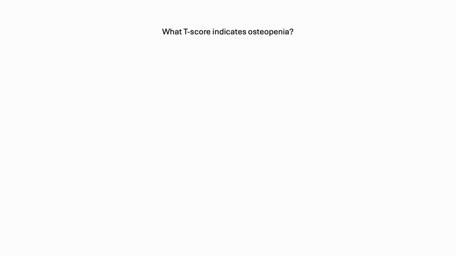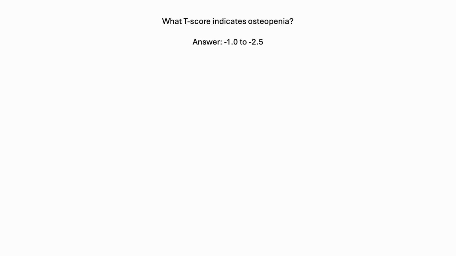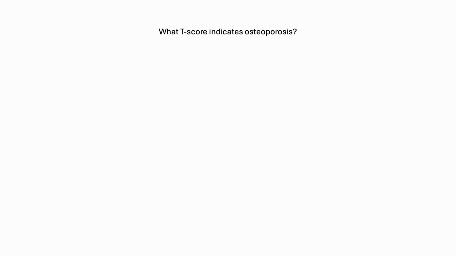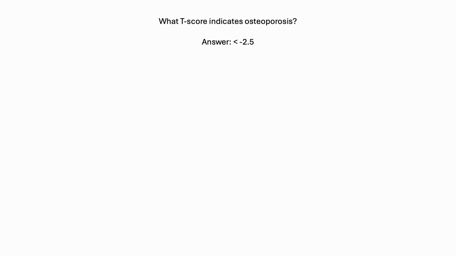What T-score indicates osteopenia? It's going to be negative 1.0 to negative 2.5. This is your osteopenia range. And then what T-score will indicate osteoporosis? So anything more negative than 2.5.